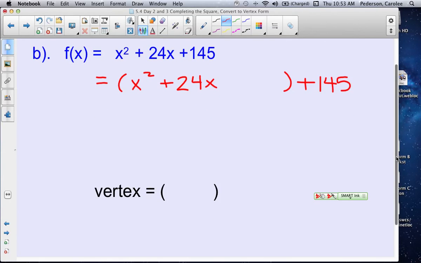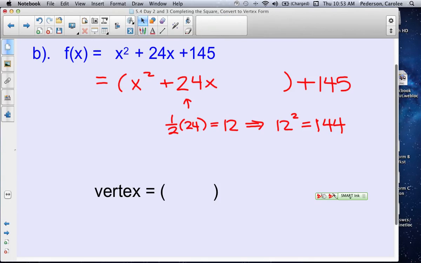Now I start completing the square. I take half of 24, that middle term, which is 12. Then I square it. 12 squared is 144. So that is what I'm going to add inside the parentheses, plus 144. Outside the parentheses, I have to subtract it to balance it out.